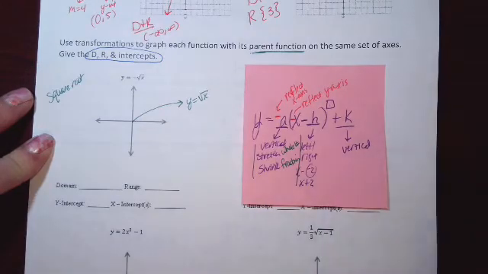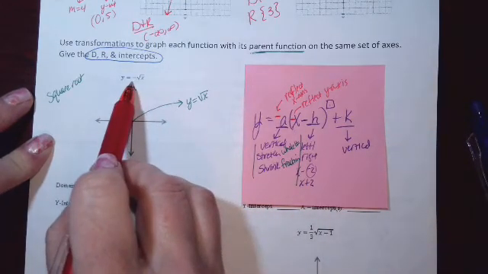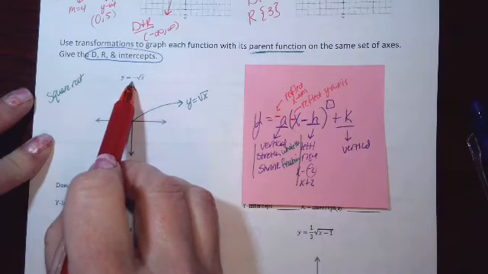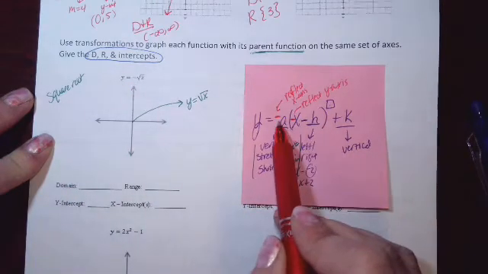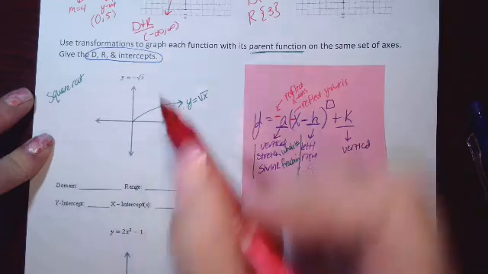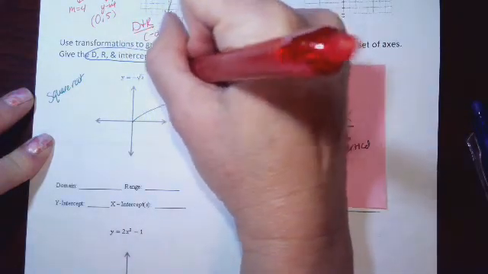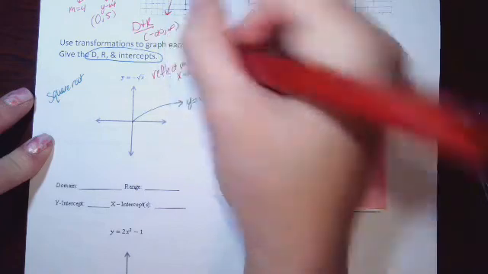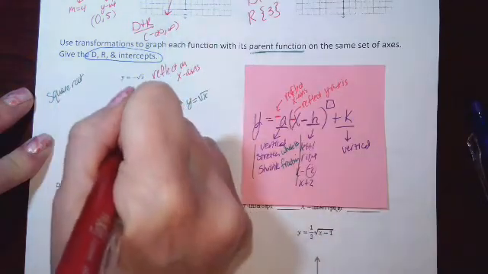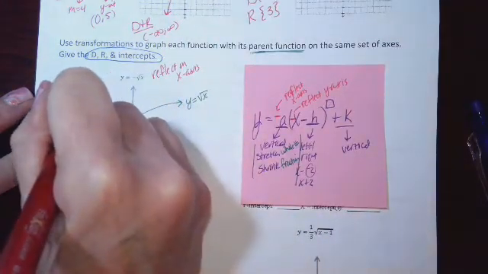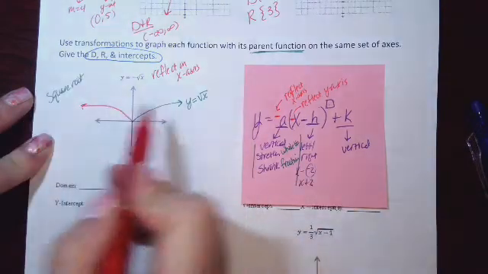That's my parent function. Now my transformed function has a negative out in front. That negative out in front tells me that I'm going to reflect this parent function on the x-axis. So it's going to keep the same shape as much as I possibly can show that it keeps the exact same shape. It just reflects across.